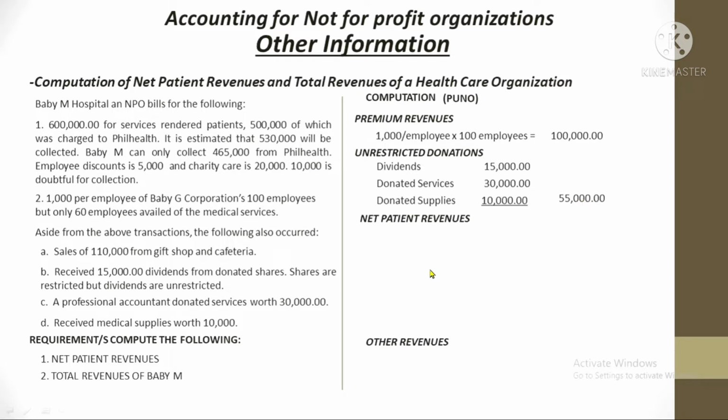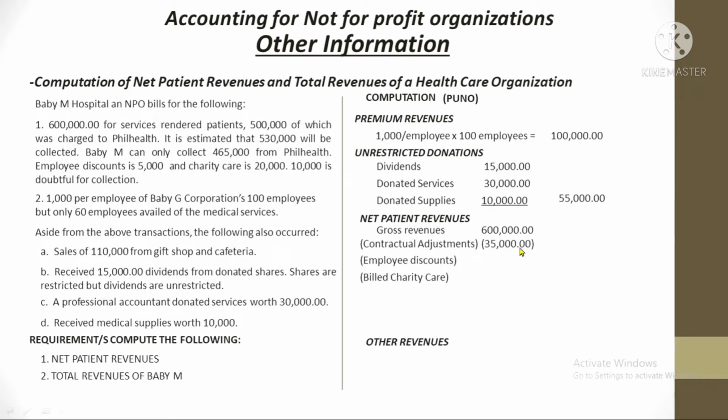Next, we have net patient revenues. So let's just fill this up. So let's have the gross billings first. So based on the problem, we have 600,000. The contractual adjustments is related to this 500,000 charged to PhilHealth here. But since, according to the problem, only 465,000 can be collected from PhilHealth, then there is a contractual adjustment of 35,000 that must be recognized here. So we need to deduct that.